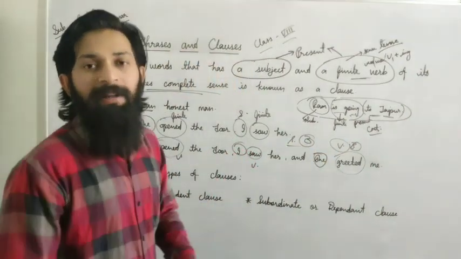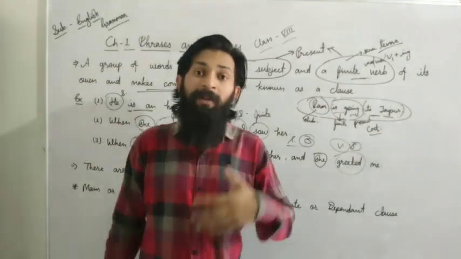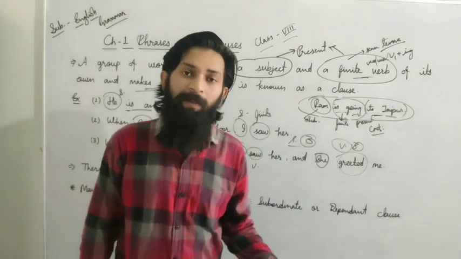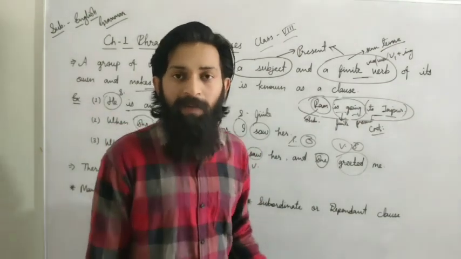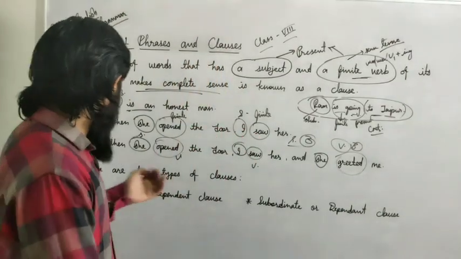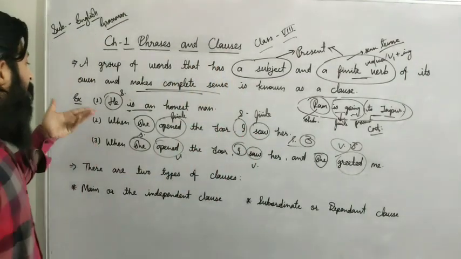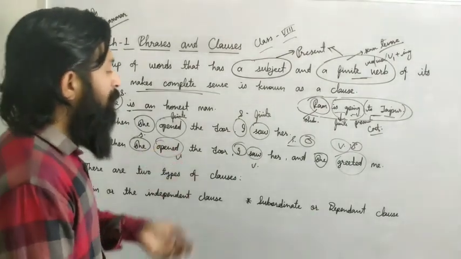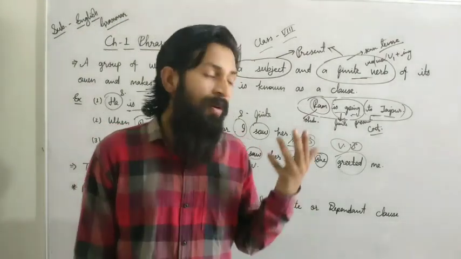Means we can say that a clause may have three subjects, three verbs, or one subject, one verb, or two subjects, two finite verbs. It may have more also. So it may depend on the quality of the sentence, which type of sentence we are going to write. According to that we can mention subject and verb.